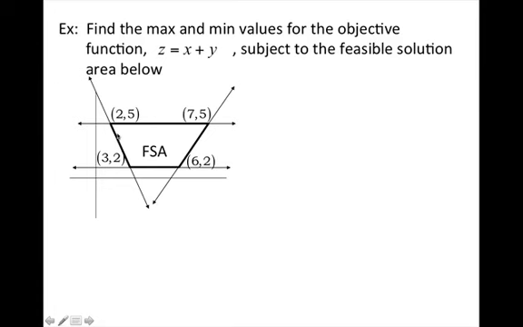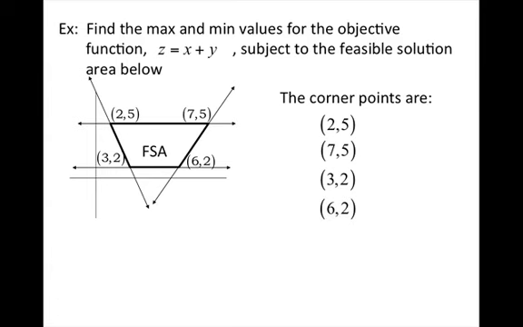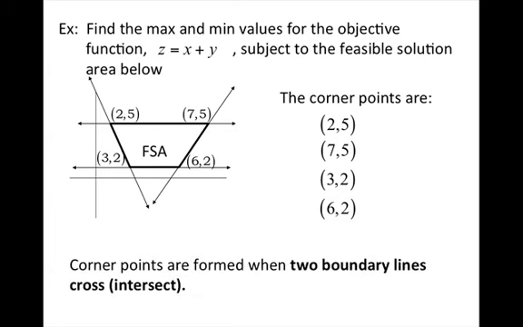Corner points are where two of your constraints cross. So these two first constraints cross at the point 2,5. These two constraints cross at the point 7,5. Then I have a corner point at 3,2 and a corner point at 6,2. As I said, corner points are 2,5, 7,5, 3,2, and 6,2. The corner points are formed when two boundary lines cross or intersect.